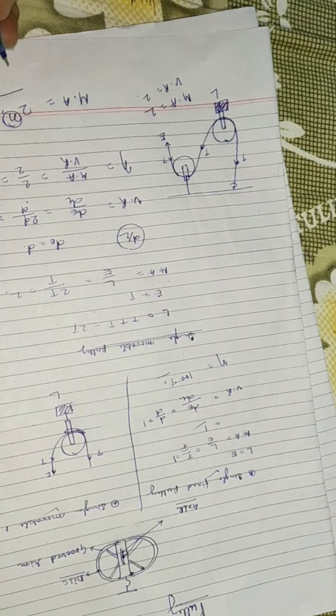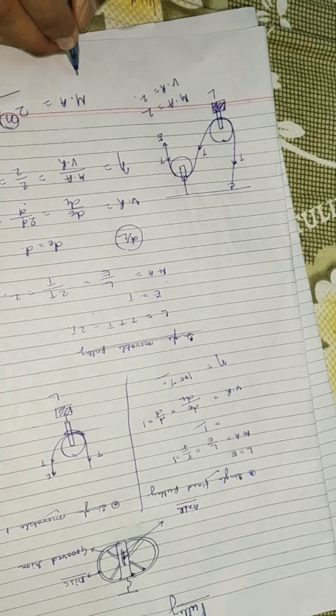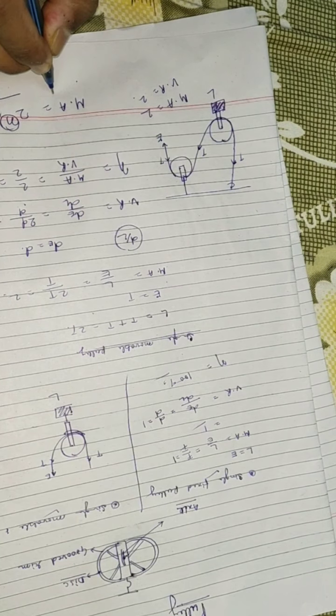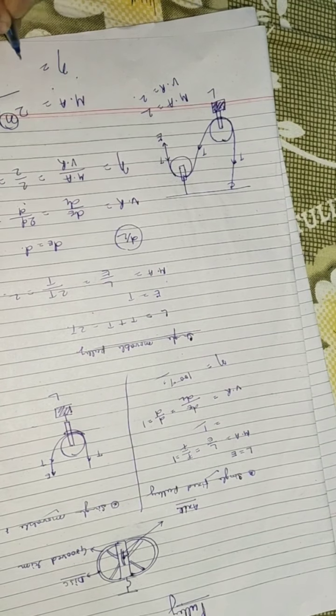That is, if there are 3 pulleys, then it will be 2 to the power 3. If there are n pulleys, then it will be 2 to the power n. Efficiency is always 100% in the ideal case. In actual practice, the weight of the pulley and the string, and the friction between the bearing and the pulley, reduce the mechanical advantage. So the efficiency becomes less than 100%. If the mechanical advantage is less, then only the efficiency will decrease.